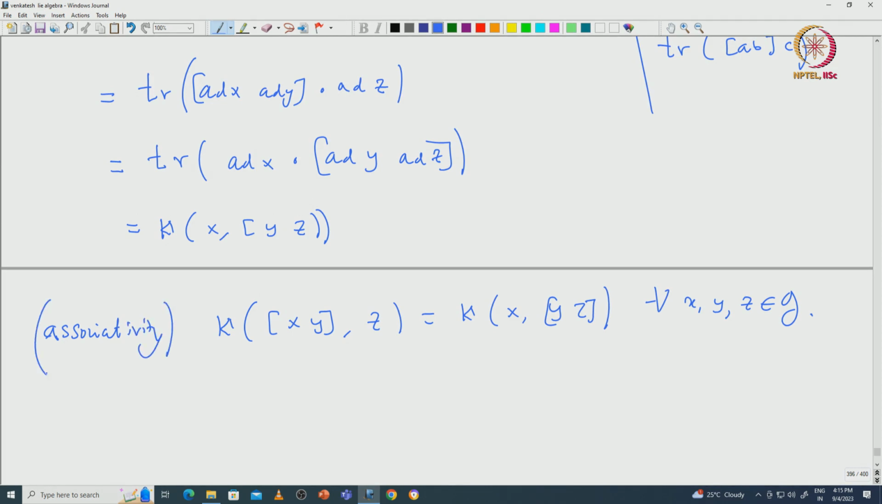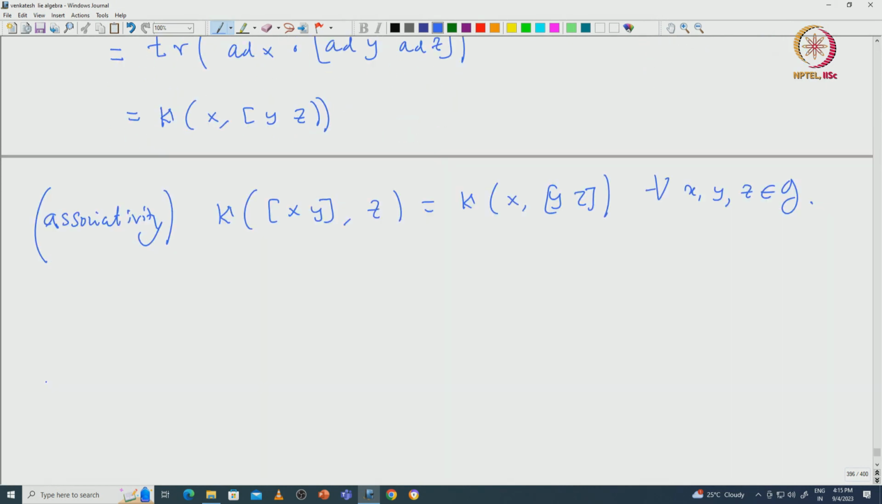This associativity is a very important property of the Killing form, because it can be used to prove that the radical of the Killing form is an ideal inside g. Not only that, if we take any ideal, the perpendicular of that ideal is also an ideal inside g. Those things can be proved using this associativity.